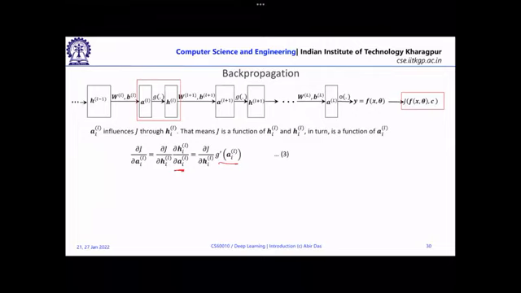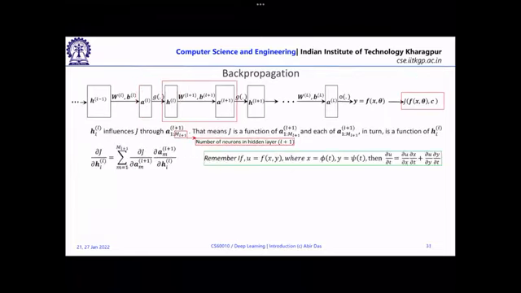So what is next? We know G prime of AIL from the forward pass, because G prime is a function of G. For sigmoid, it is G into 1 minus G, if I remember correctly. So you have the values of G prime from the forward pass. So you are left with this del J, del HIL, right?